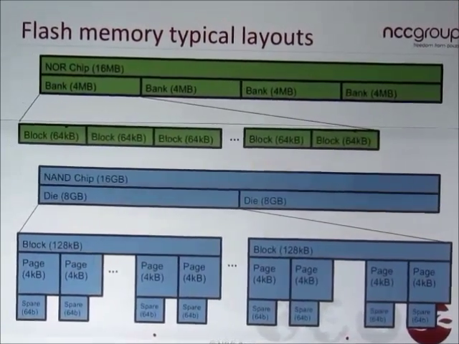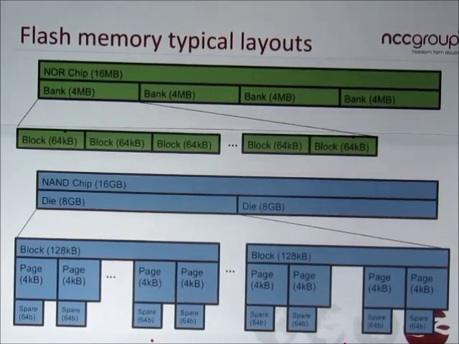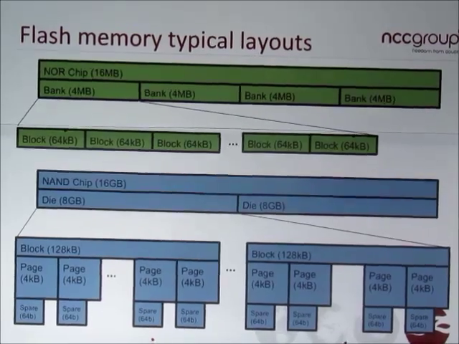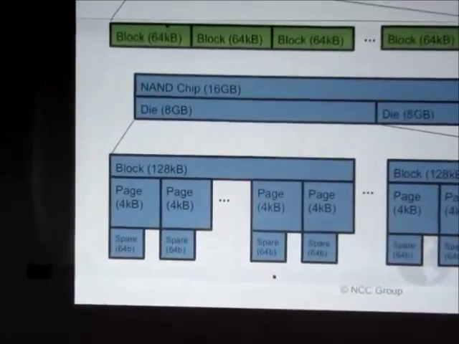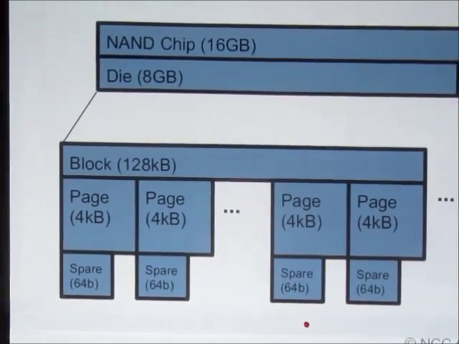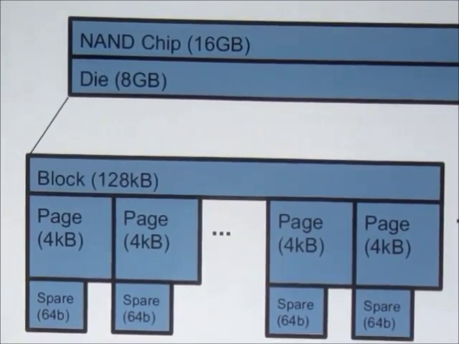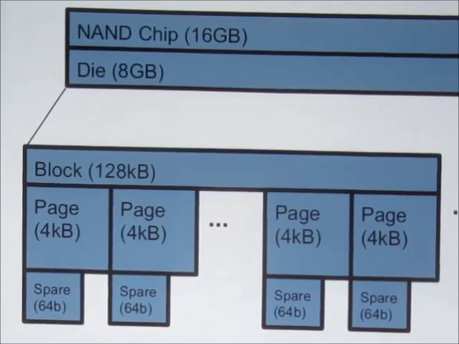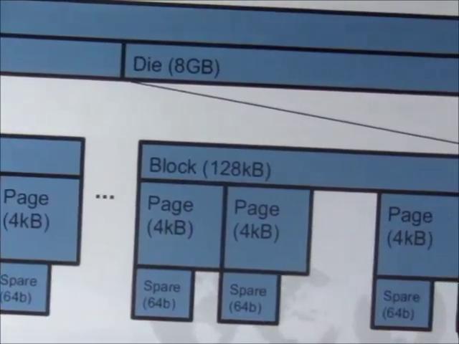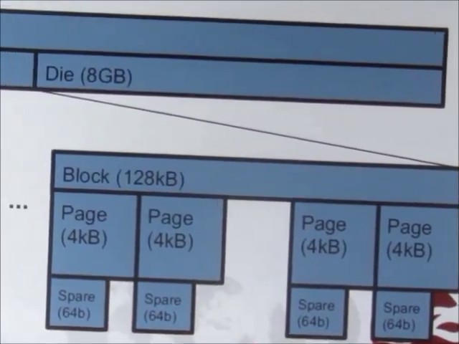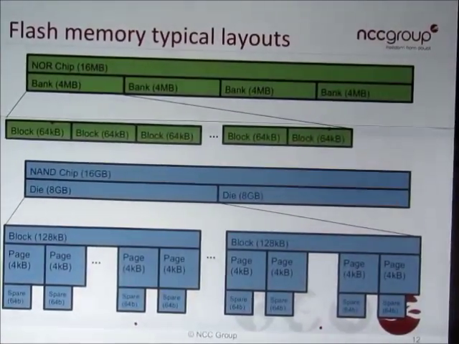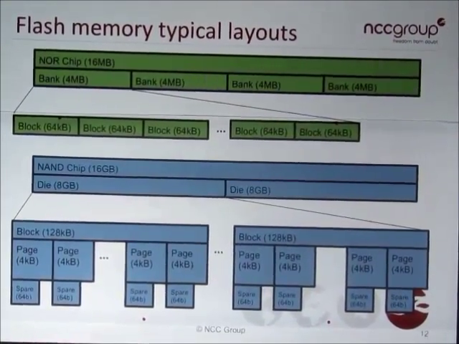Generally you would erase an entire block at a time, but you can write a single byte at a time. With NAND, it's a little different. You can write an entire page at a time, which is generally 512 bytes or 4K more typically. But you erase a block, so 128K. And to get the high densities, they'll often stack multiple chips in the same package. You don't really see that from the outside, but it's all encapsulated. So you have multiple gigabyte dies, for example, stacked together, and each of those dies will consist of a bunch of 128K blocks.